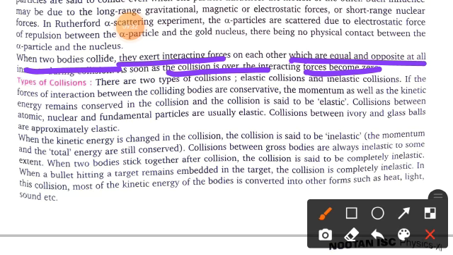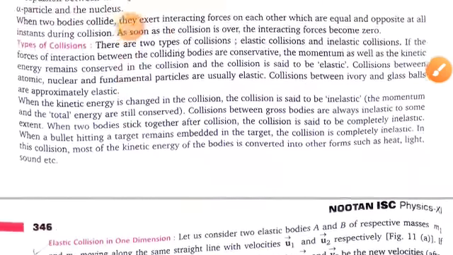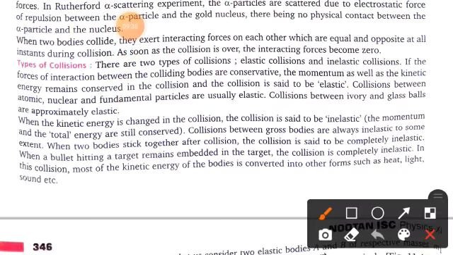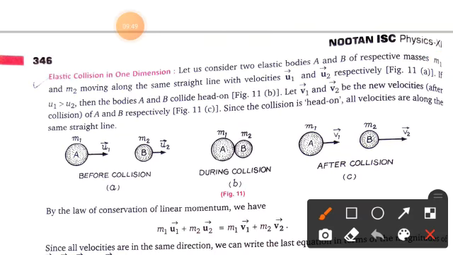Clear? Now here are some types of collision given in your book. You can see here, the first one is the elastic collision. I am not going into the deep section because I am just taking it in brief. First we are going to discuss the elastic collision in one dimension. Let us consider two elastic bodies. The first one is A and the other one is B.